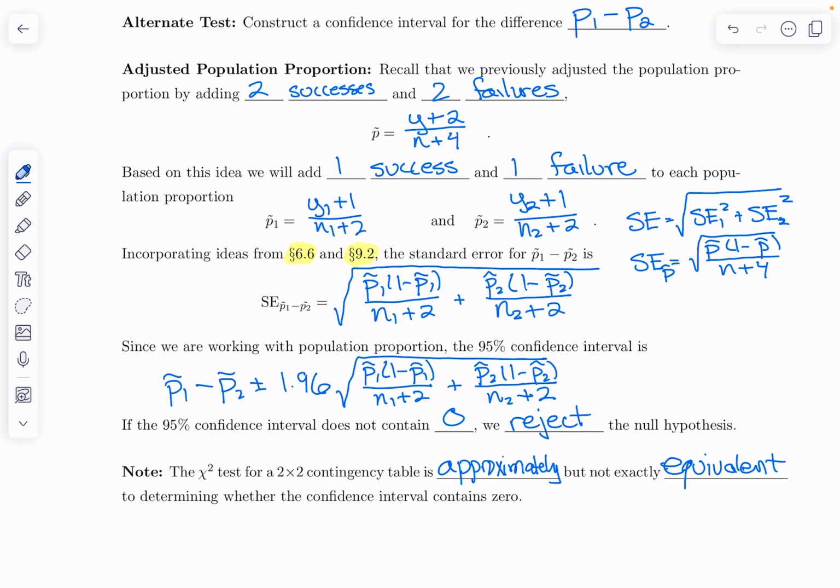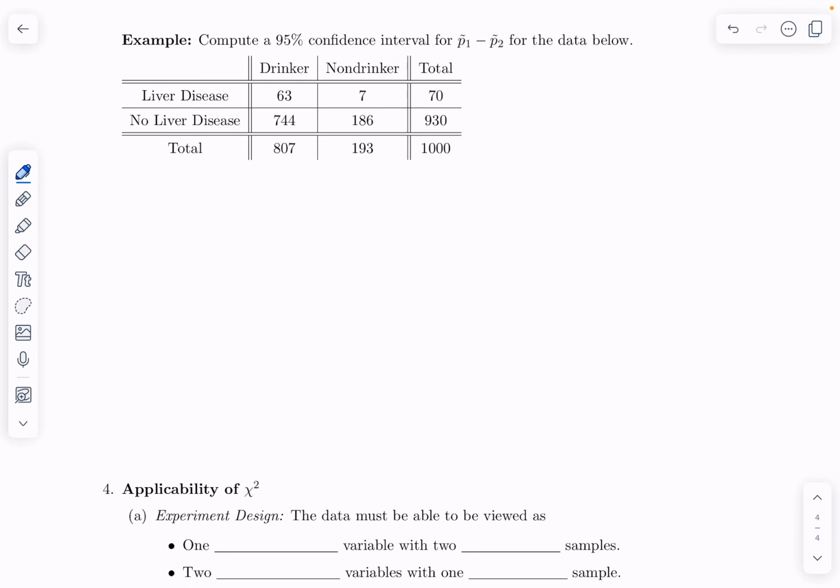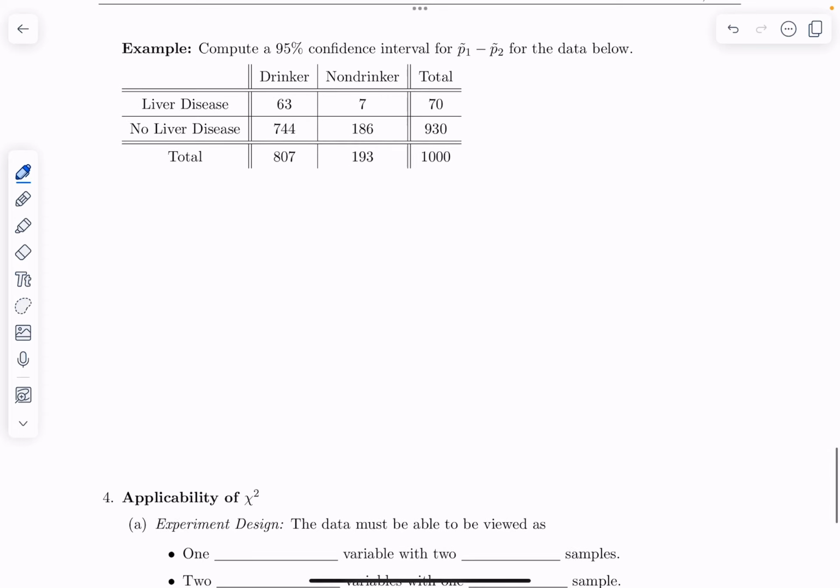So I would like to do an example. Okay, I'm going to compute a confidence interval for the difference in two population proportions for our liver disease data, where we have individuals who do and do not have liver disease, and then we have those who drink and do not drink. Okay, so our first population proportion is going to be those who have liver disease amongst the drinkers. Call that p1 tilde. That's going to be 63 plus 1 over 744. Sorry.